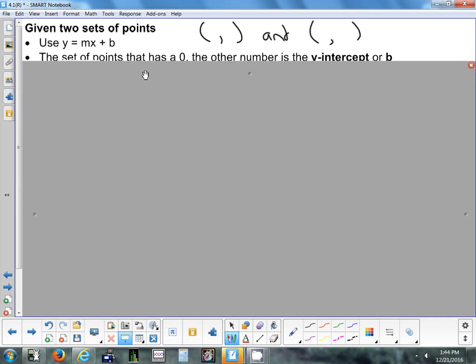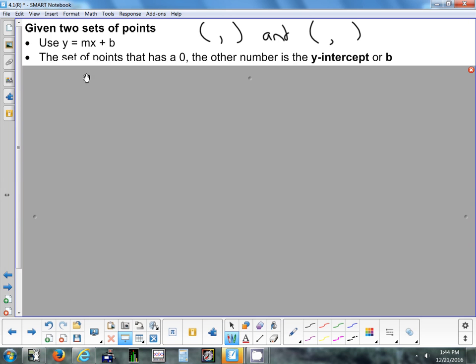Now, for the ones that we do, the set of points that has the 0. There's going to be one set of points that has a 0 in it. All right? The other number with that 0 is going to be your y-intercept. We might give you a 0 here. We may give you a 0 there. But whatever the other number is with the 0, that's your y-intercept every time.